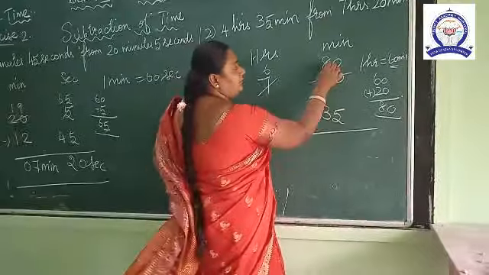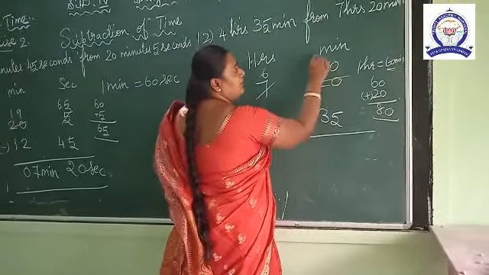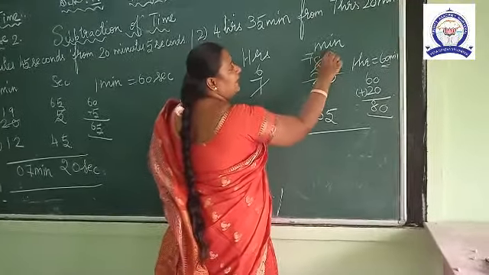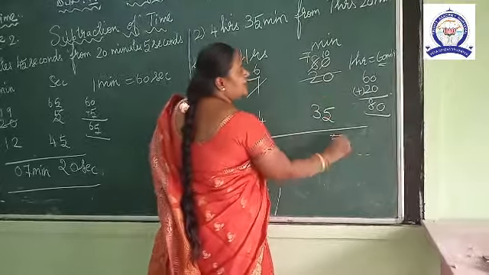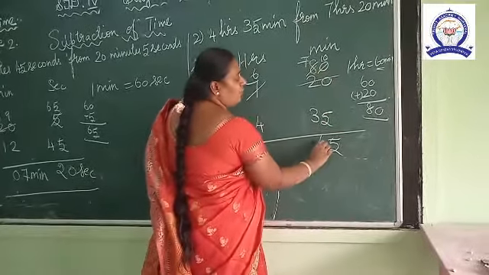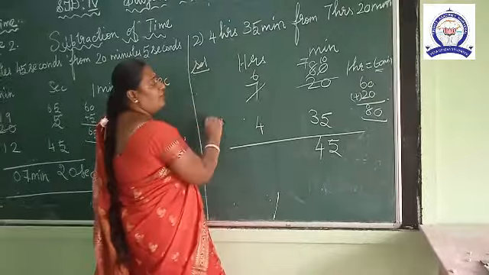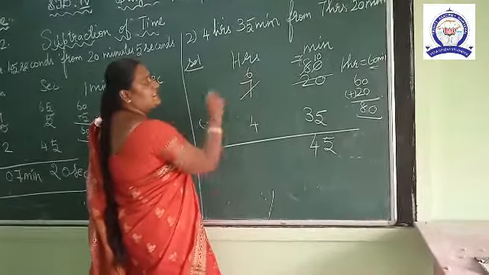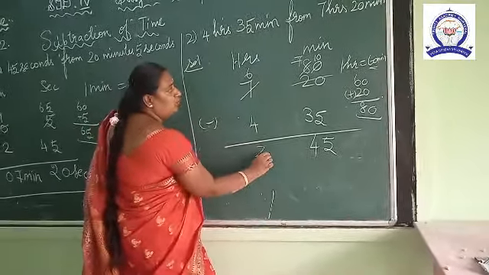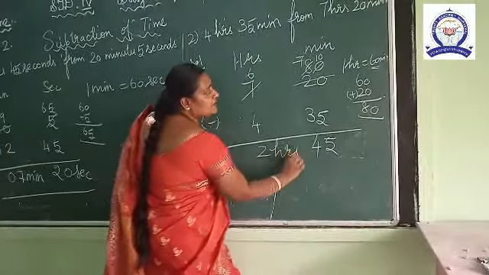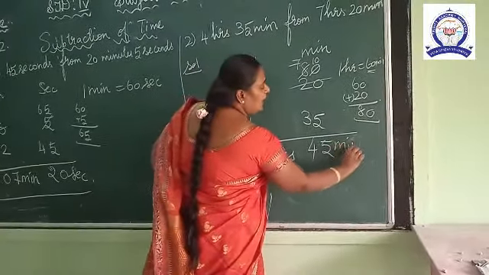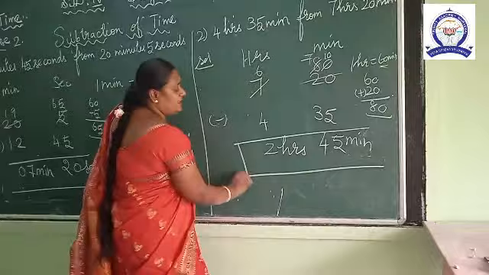So this 8 will become 7. This 0 will become 10. 10 minus 5 is 5. 7 minus 3 is 4. You subtract there. 6 minus 4 is 2. Therefore 2 hours 45 minutes. 2 hours 45 minutes is your answer.